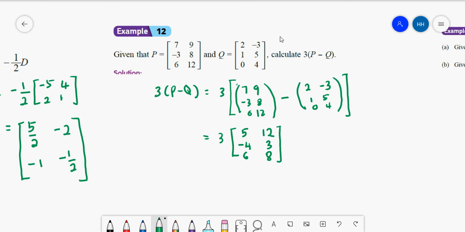Okay, after that, you multiply the number with all the elements of the matrix. 15, 36, -12, 9, 18, 24. Okay, so that's how you do it. Or for this case, you can expand first. That means 3 multiplies with all the elements of matrix P, and 3 also multiplies with all the elements of matrix Q, and then you subtract, also using the method.